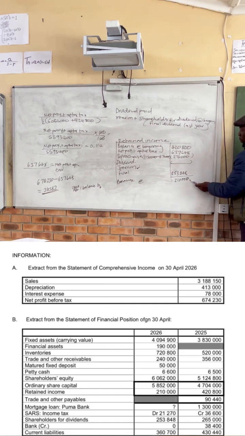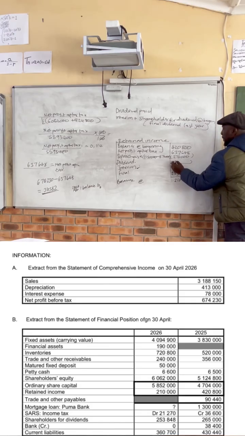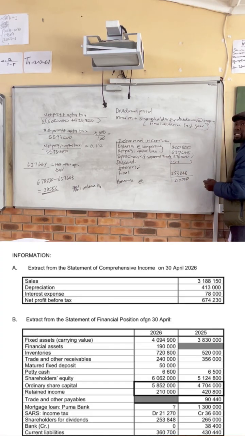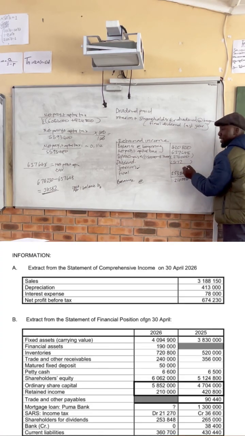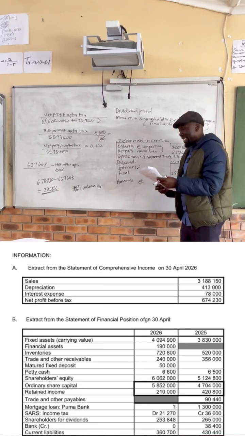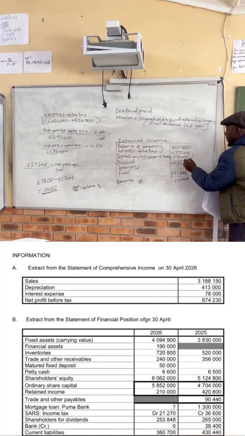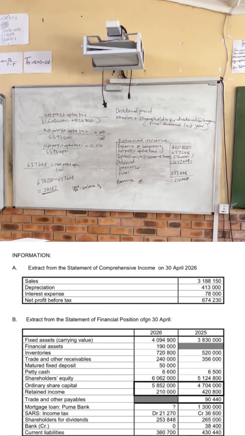So we are going to start with 210,000 plus 276, which is going to be 486. And then you subtract this, you get how much? 572,448. Okay. Here is our total dividend. Remember, total dividend is interim plus final.